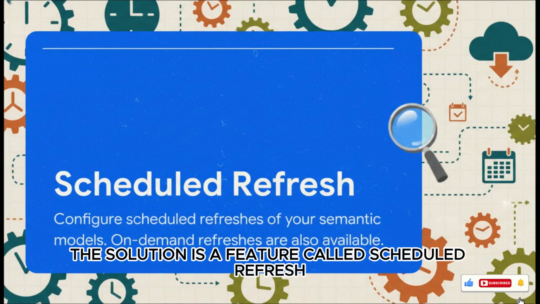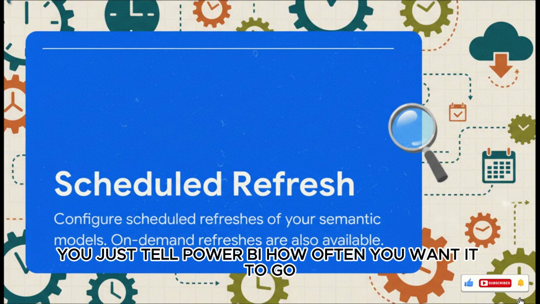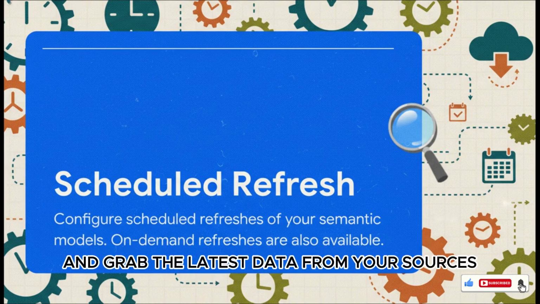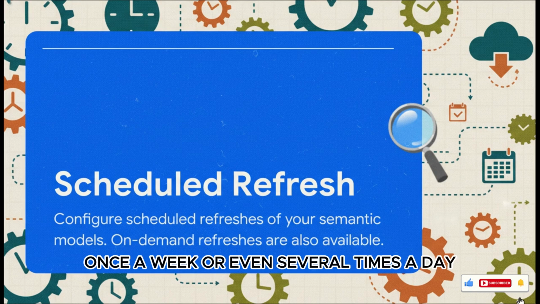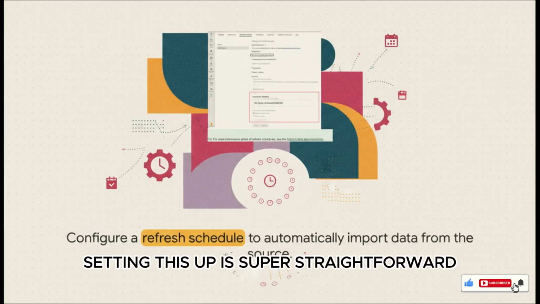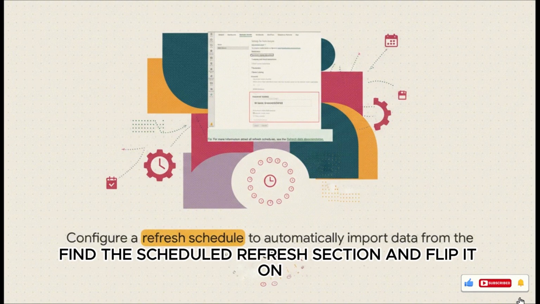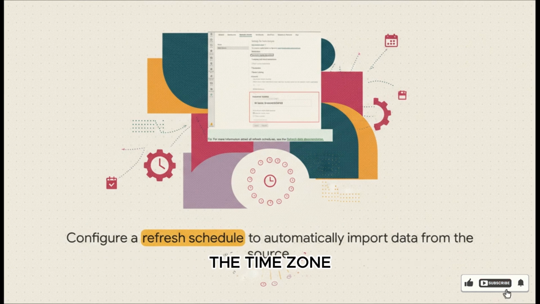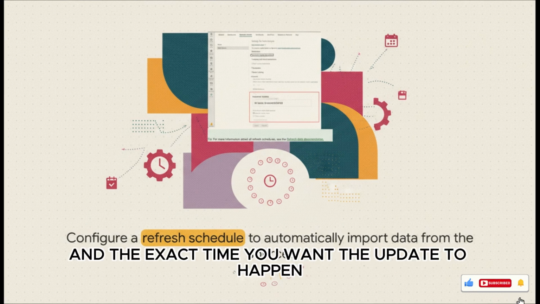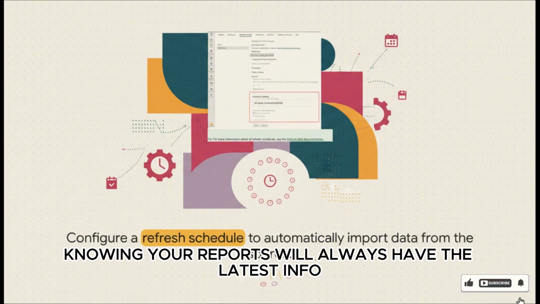The solution is a feature called Scheduled Refresh, and it does exactly what it sounds like. You just tell Power BI how often you want it to go and grab the latest data from your sources, whether that's every day at 8 a.m., once a week, or even several times a day. Setting this up is super straightforward. You just go into your Dataset settings, find the Scheduled Refresh section, and flip it on. From there, you can pick the frequency, the time zone, and the exact time you want the update to happen. You set it once, and you can just forget about it, knowing your reports will always have the latest info.